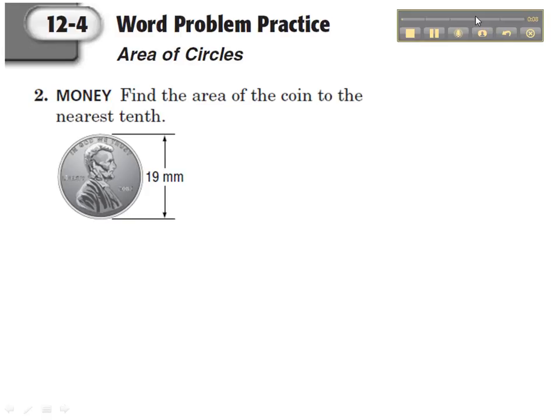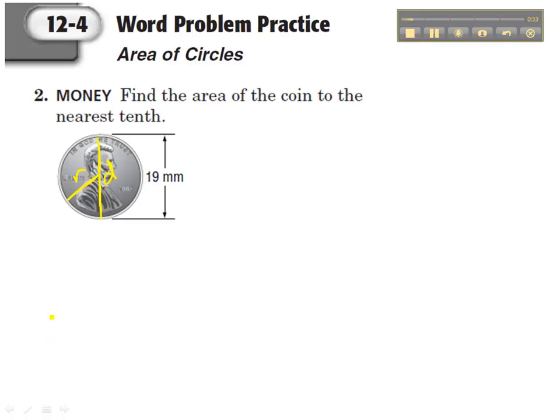We're calculating the area of circles. On number 2, they're asking us to find the area of the coin to the nearest tenth. We know the area formula for a circle is area equals pi r squared. But the first problem is they've shown us the diameter of this coin, not the radius. So we need to find the radius of the coin first. Radius is half the diameter.